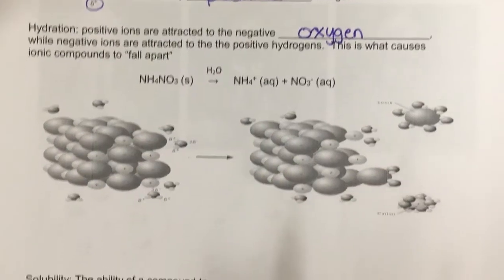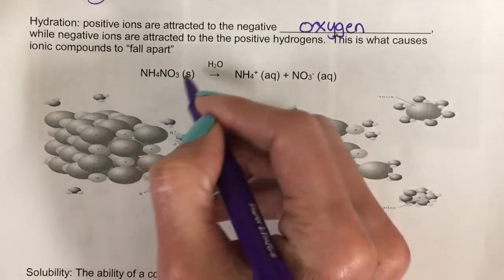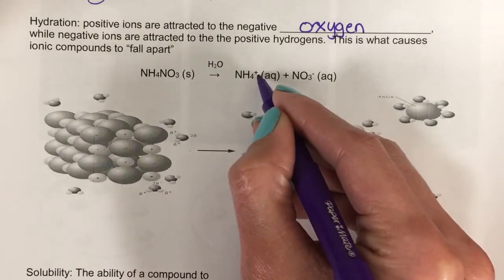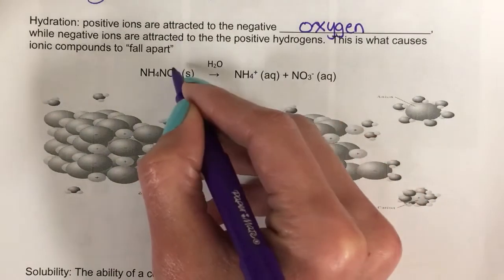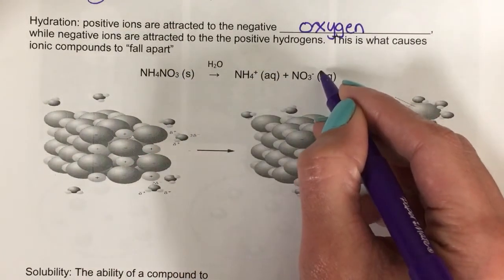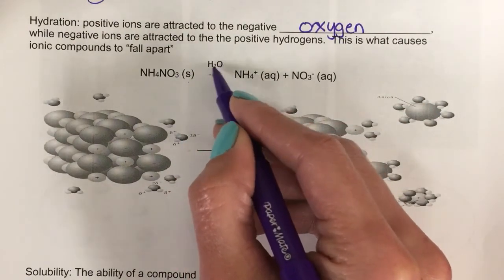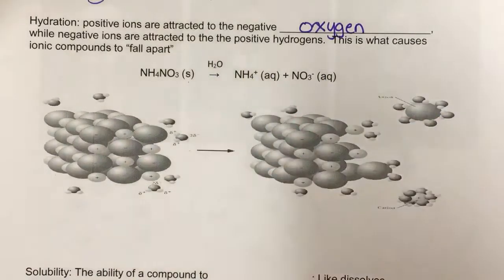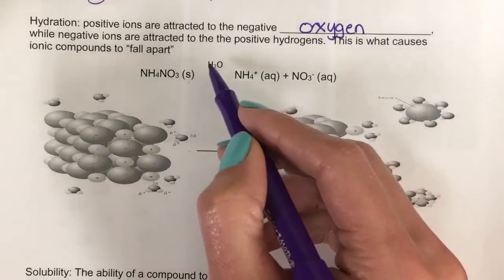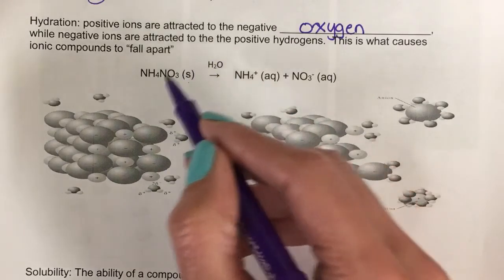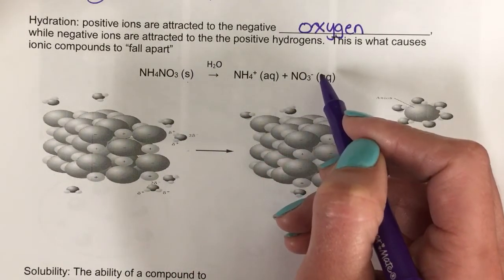So here's what it would look like. Here's my ionic compound, ammonium nitrate, NH4 plus is one polyatomic ion, NO3 minus is another polyatomic ion. When I take the solid, it dissolves in water and it breaks apart completely. Now remember, dissolution is a physical process, not a chemical process, so it's not actually reacting with water. That's why the water is above the arrow, okay? But it's going to break apart completely into these ions.